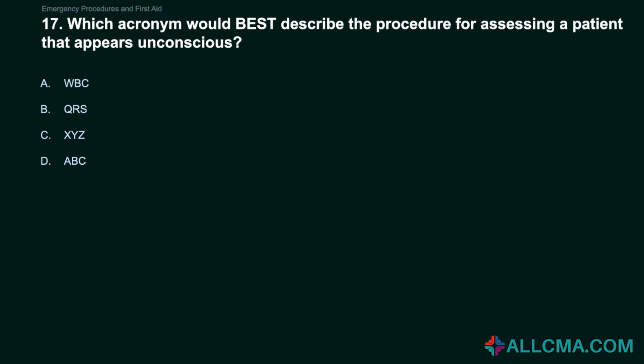17. Which acronym would best describe the procedure for assessing a patient that appears unconscious? A. WBC. B. QRS. C. XYZ. D. ABC. Correct answer: D.